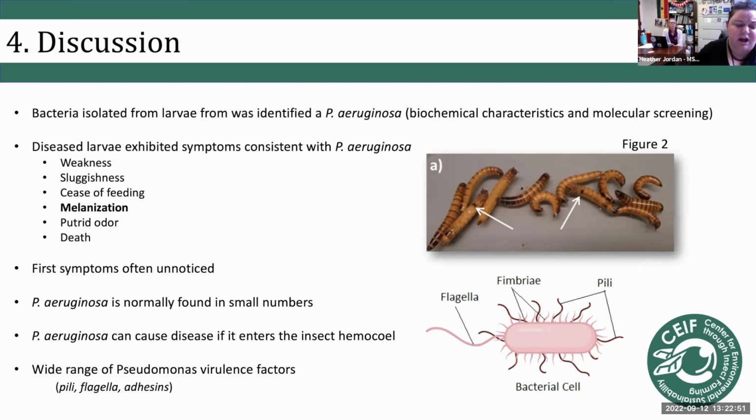The first symptoms often appear unnoticed. Pseudomonas aeruginosa is normally found in small numbers, but it can cause disease if it enters through the insect hemocoel. There is a wide range of Pseudomonas virulence factors, such as pili, flagella, and adhesins. In the picture of a bacterial cell here, the pili are labeled, and then the fimbriae. And the flagella, which is important for bacterial locomotion, can also be an immune modulator.